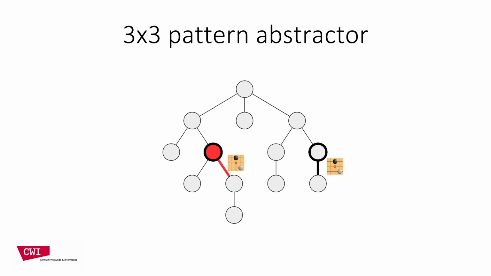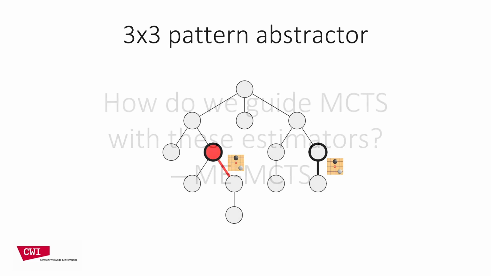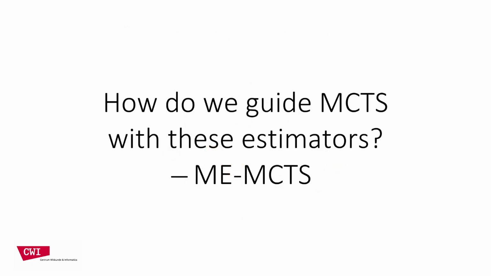All of these techniques have been individually proposed in the literature before. Here we're formalizing them all by framing them as history abstractors. And that allows me to get to our main contribution now. How to effectively guide MCTS with a collection of estimators such as these abstractors. That is, how multiple estimator Monte Carlo tree search works.